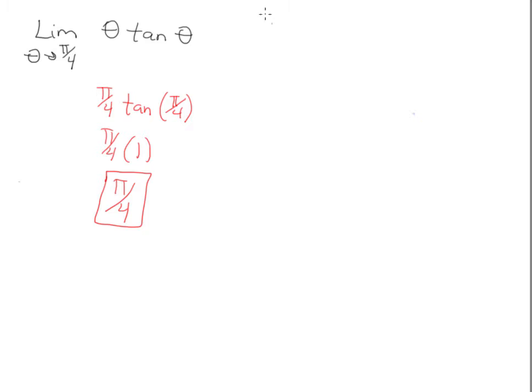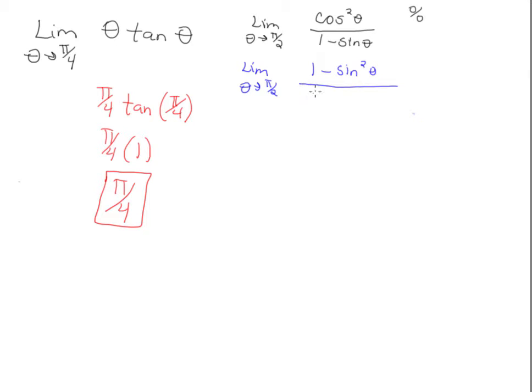Let's do another trig function. Okay, this time when I plug in pi over 2, I end up with 0 over 0. So direct substitution does not work. So I need to use some of my properties, my trig identities, to simplify this down. So one thing screams at me, I have cosine squared. So I'm going to replace that with 1 minus sine squared theta over 1 minus sine of theta.